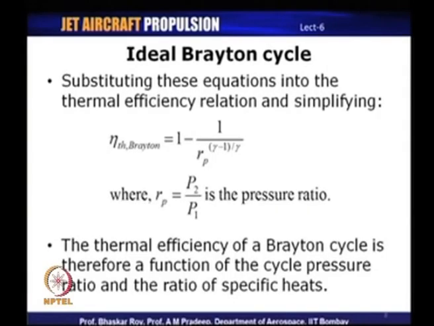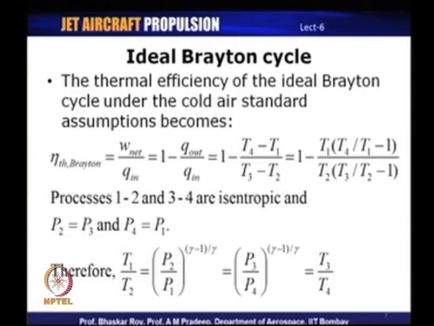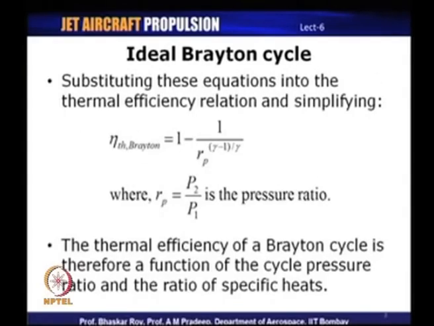And if we do that, what happens? If you were to substitute T1 by T2 and T3 by T4, we can actually reduce the thermal efficiency of the Brayton cycle to 1 minus 1 divided by R subscript P raised to gamma minus 1 by gamma, where R subscript P is the pressure ratio, which is P2 by P1.